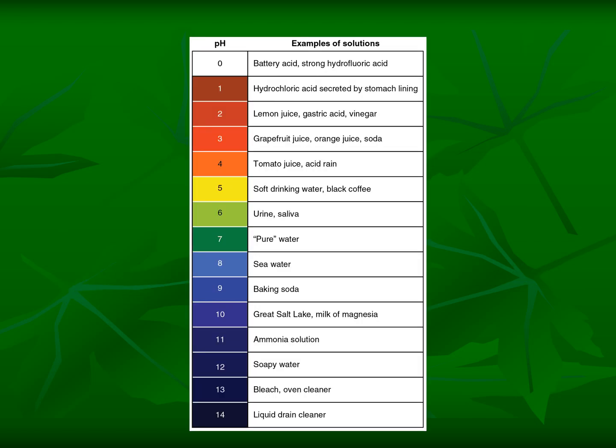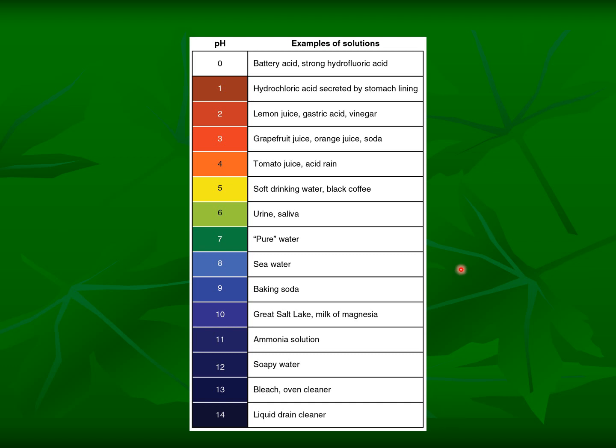Here's an example of the pH scale and different common substances. So as you can see, 7 is neutral. As we just said a bit ago, anything less than 7 is an acid. Anything higher than 7 is a base or an alkaline. Base and alkaline are the same thing.